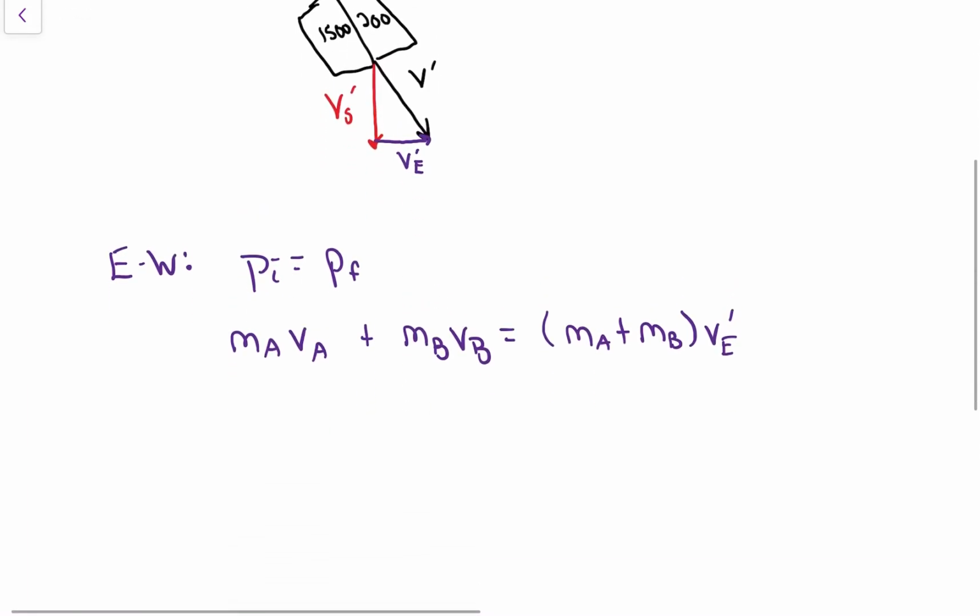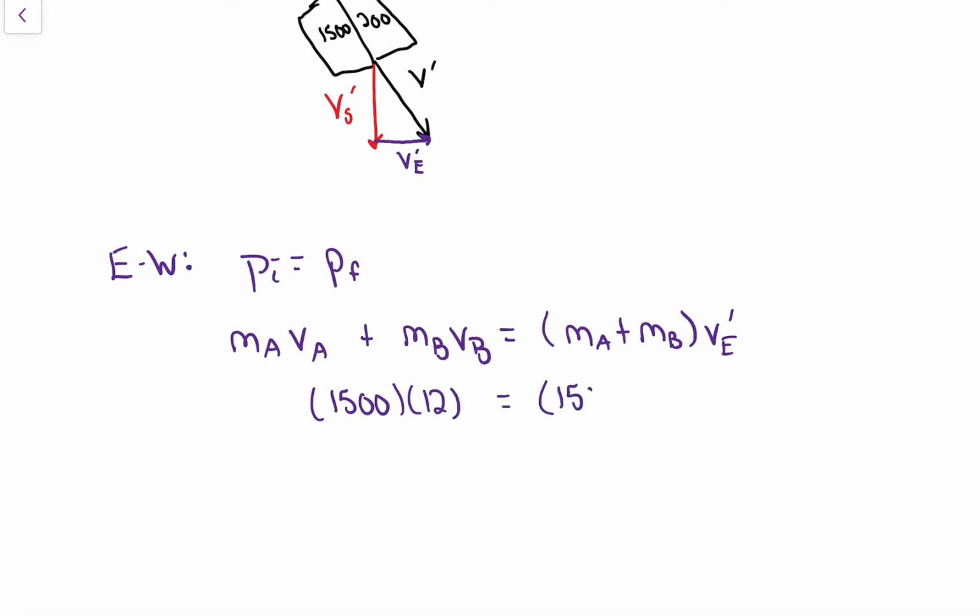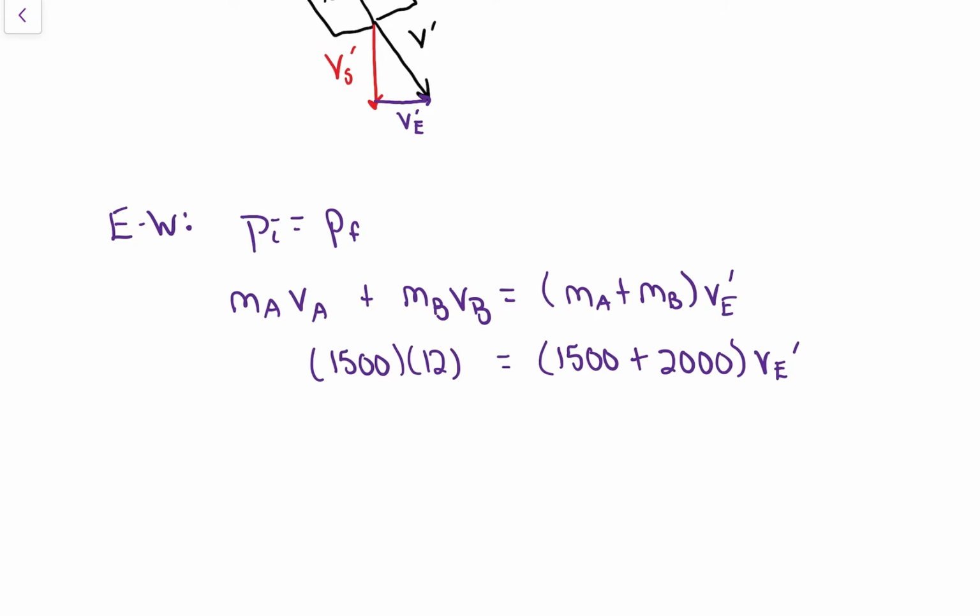So we've got 1,500 times 12. That's the contribution initially, and then after the crash, the 1,500 and the 2,000 joined together to make 3,500. We can use that to solve for that second speed. Doing a little bit of math, I'll let you crunch it out, but when I practiced it, I got 5.1. It's positive, so that means it's in the same direction as the 12, which is expected.